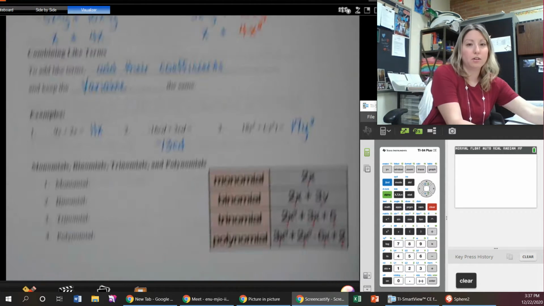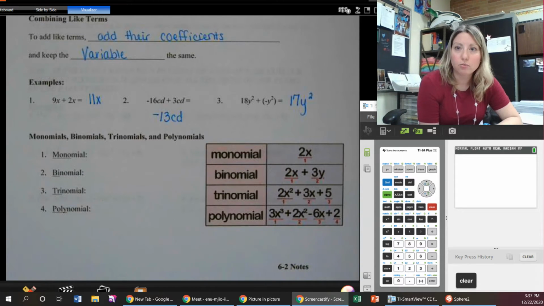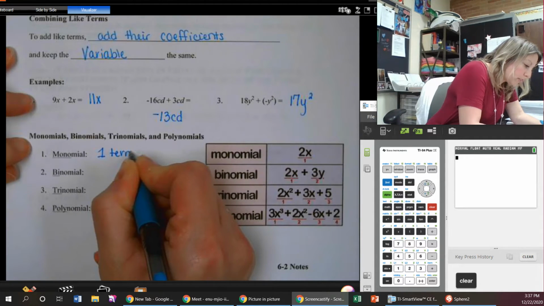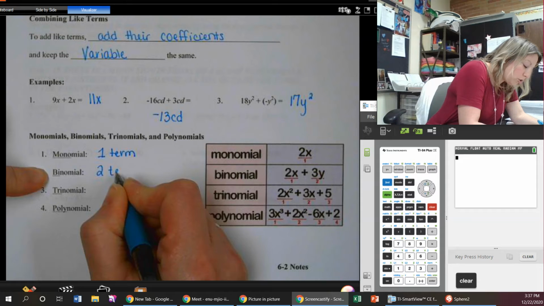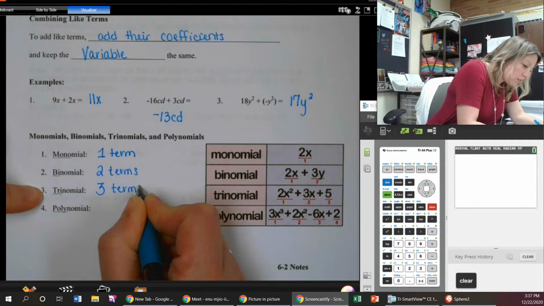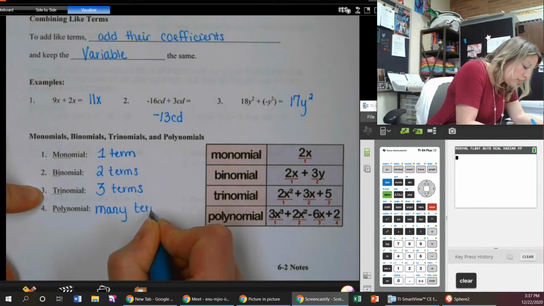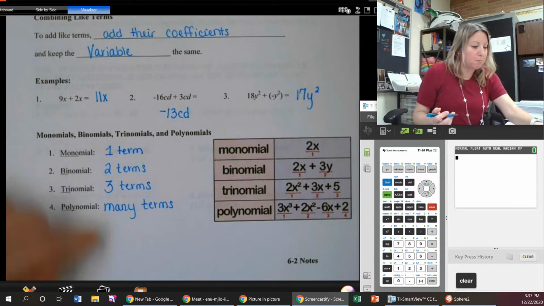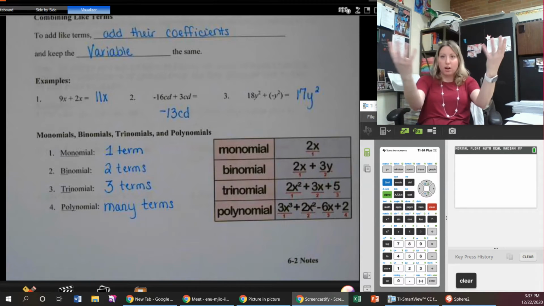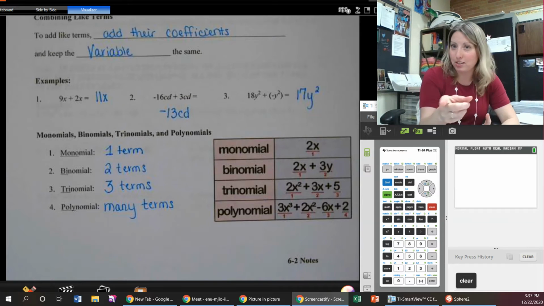Now, of course, this picture speaks all the words that you need off to the side here, right? Monomial is one term. Binomial is two terms. Trinomial, three terms. And polynomial is many terms. Honestly, we use polynomial to describe even monomials when there is just a single term. We use polynomial to be the general term of talking about terms. See what I did there?